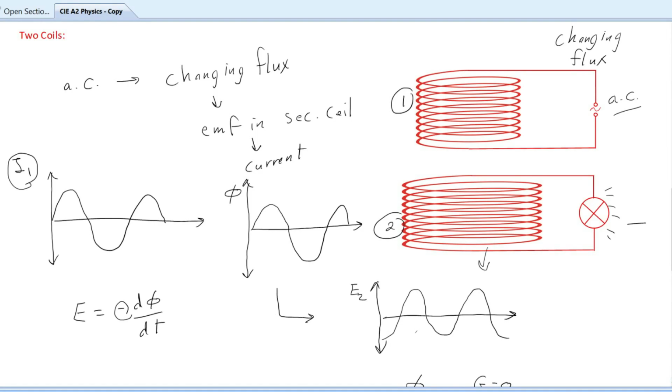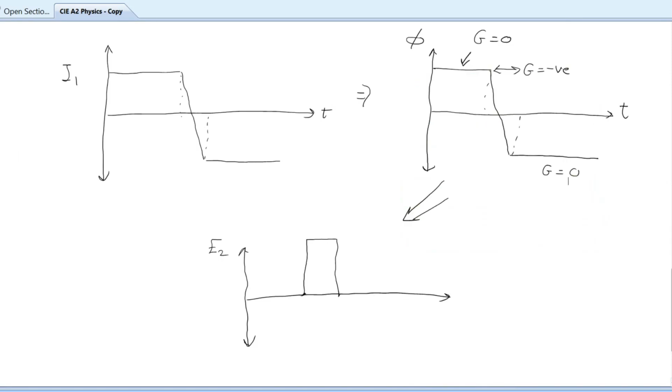So whenever you draw an induced EMF, you always take the gradient of the change in flux and reverse the sign of the gradient. For example, like we used here, the gradient was 0, so we draw 0. Here the gradient was negative, so we get a positive EMF. And when it goes back to 0, you draw the EMF induced as 0.